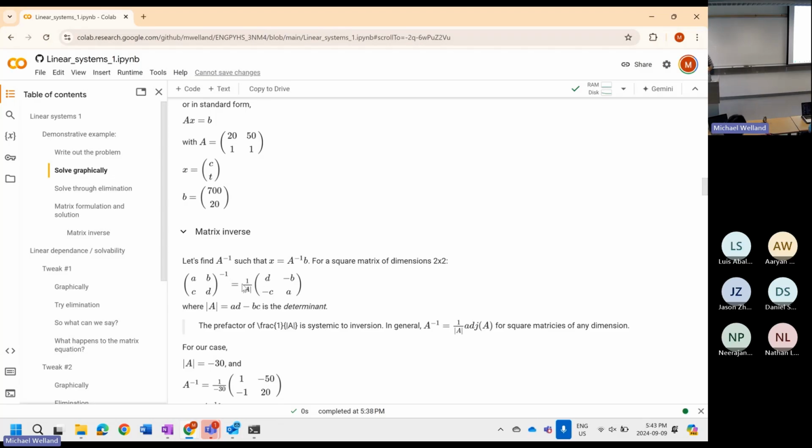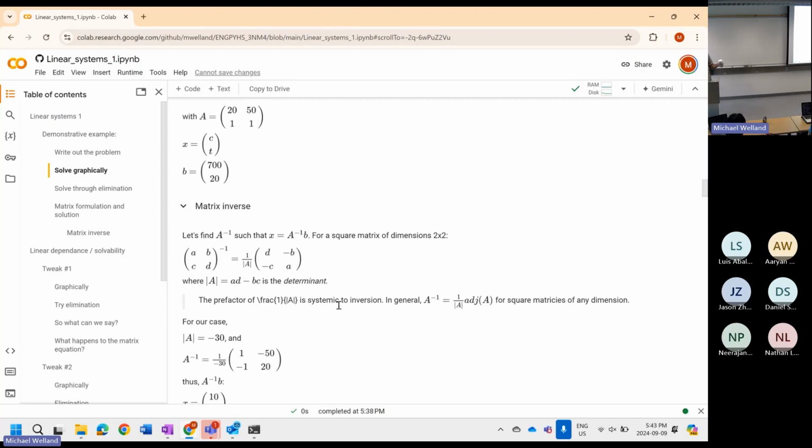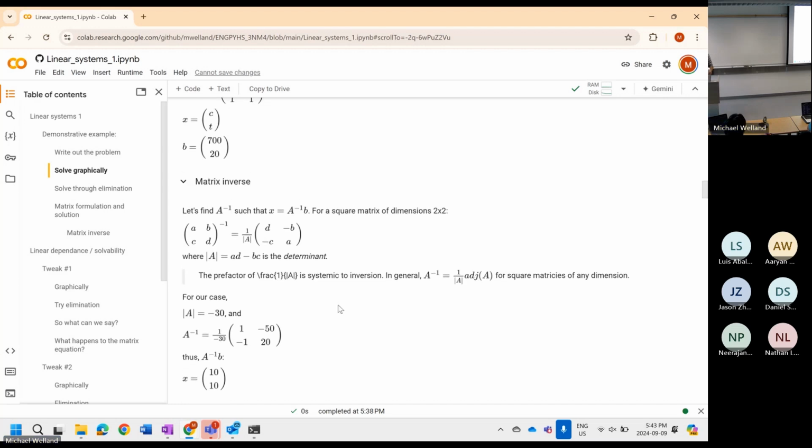You have 1 over the determinant. That's a key quantity. We're going to keep coming back to this one. This second matrix is called the cofactors or adjugate matrix. Don't need to know that. The key point there is that you have the 1 over the determinant. And the determinant of the matrix for a 2x2 is given by this funny equation. 3x3 and up, there are different methods of how to calculate this thing.